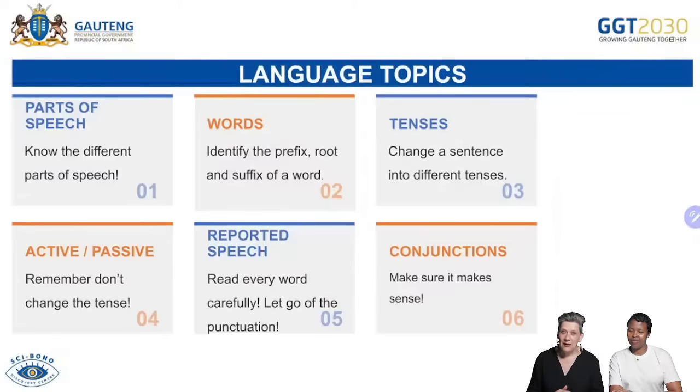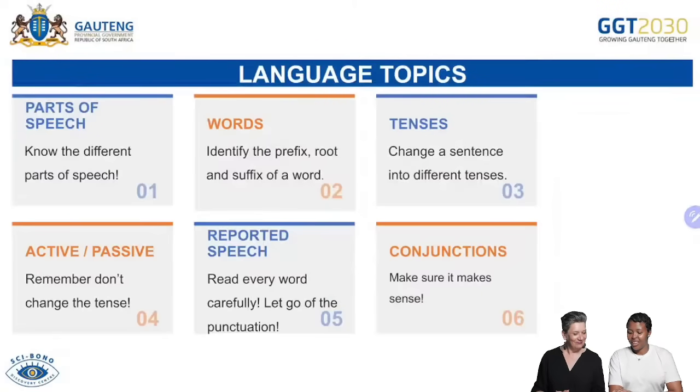And then reported speech, you have to be so careful of all that punctuation. And then conjunctions, make sure it makes sense to you. Always read it in your mind to see, does it make sense?